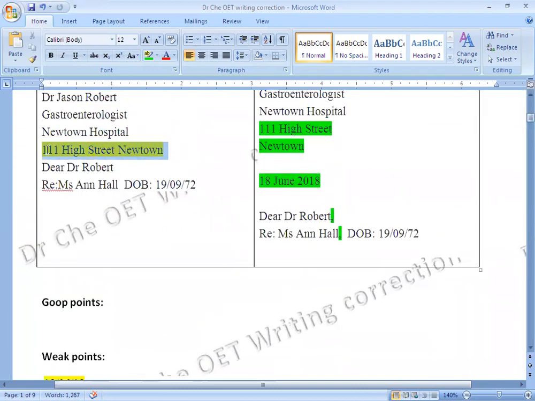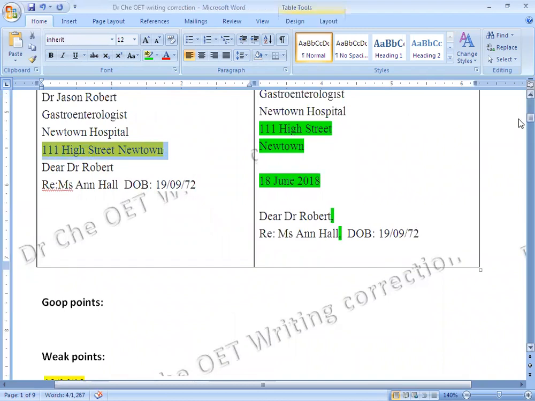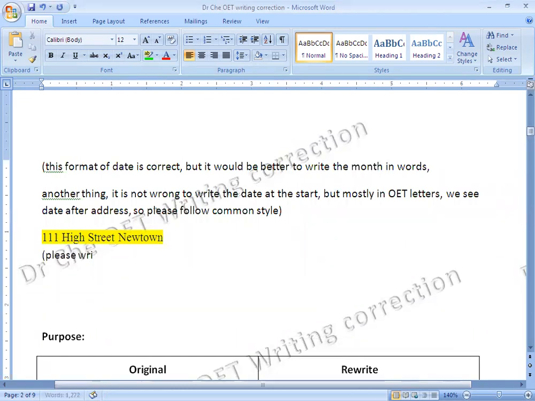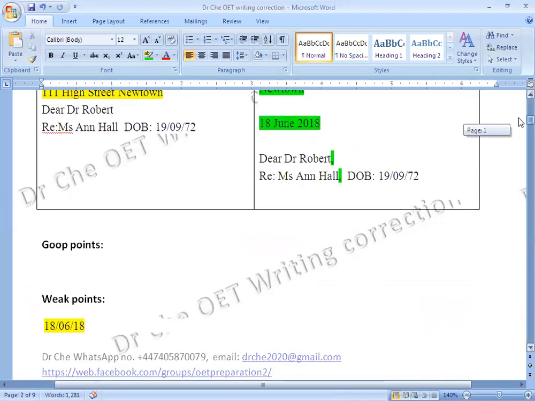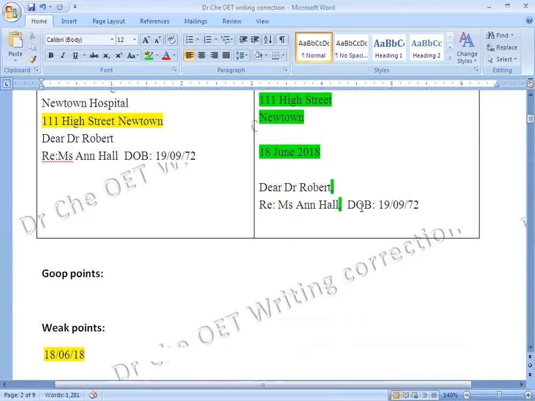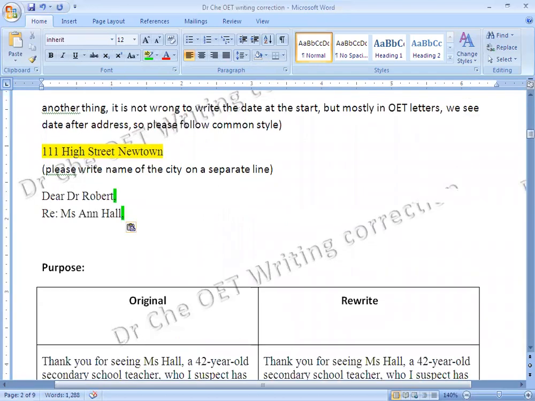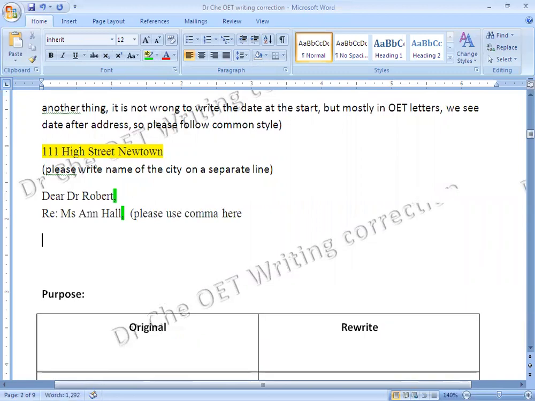So here we will write that please write the name of the city on a separate line. And here we should say that please use a comma here.